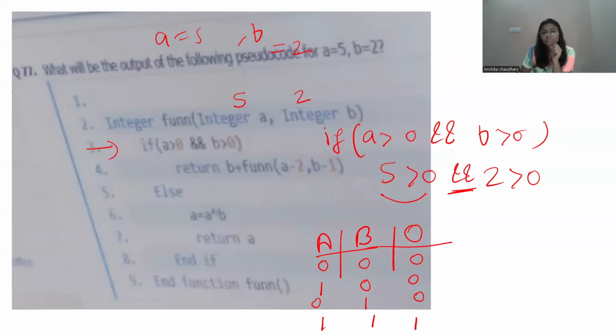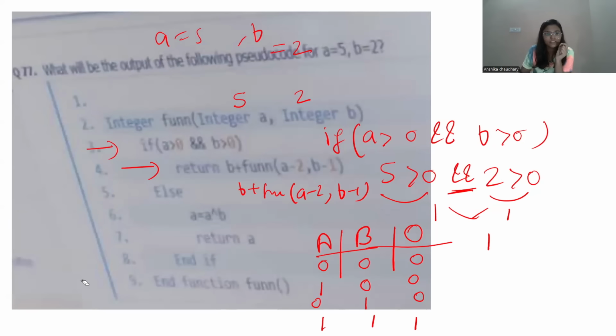So here, first we check: 5 is greater than 0? Yes, so it gives us 1, or true. 2 is greater than 0? Yes, so it gives us 1, or true. So 1 and 1 will become 1 only. The whole condition is going to be true, and we need to return. This is written as B plus a function call, A minus 2 comma B minus 1. So this thing will be written.